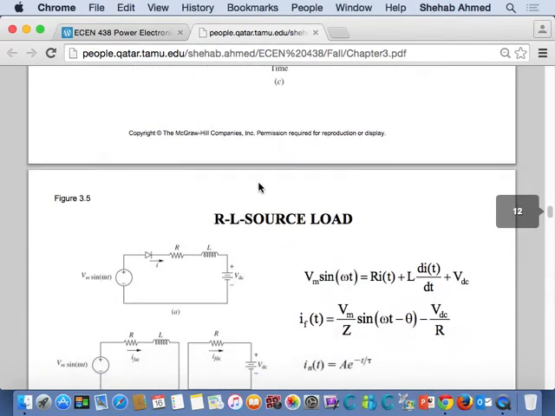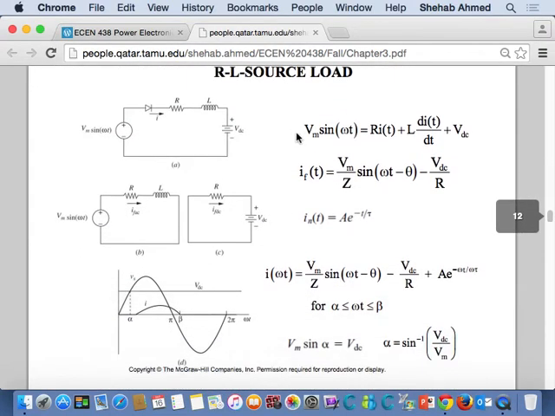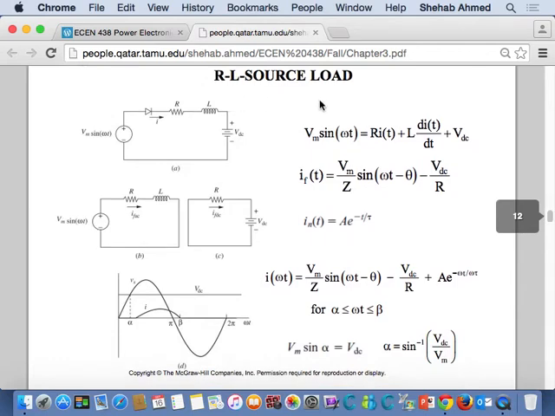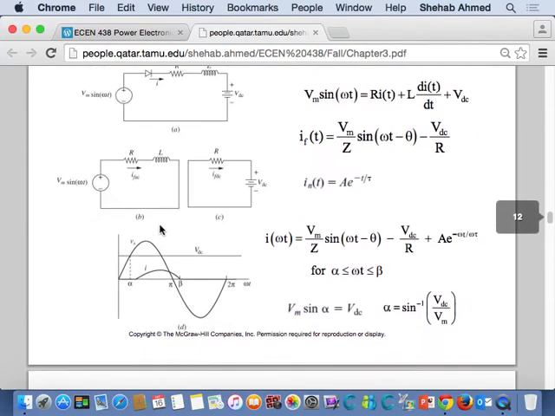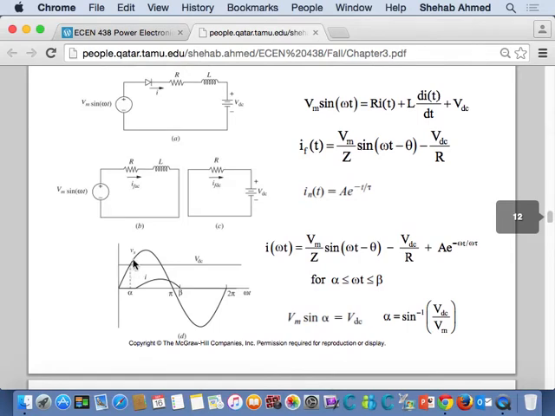These are the results. Okay, so now RL with a source. We said that the only thing that changes here is the fact that the current will start delayed with respect to zero, right? So it doesn't start at zero anymore. It will start where? At the intersection of the DC voltage and the AC voltage, right? Only at this intersection will current start to build. Only after the AC voltage is greater than the DC source will current start to flow in the circuit.